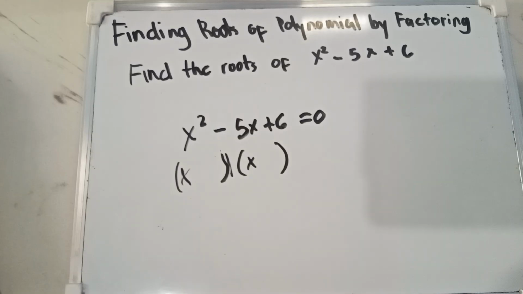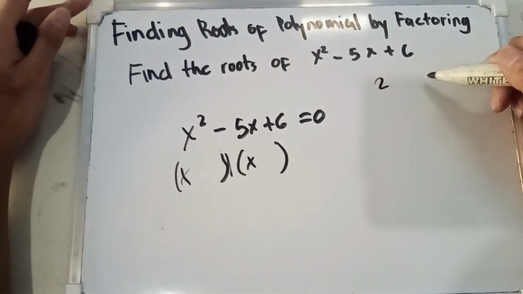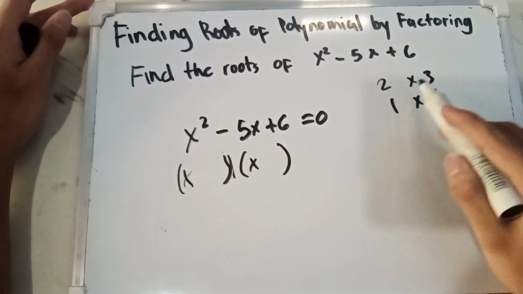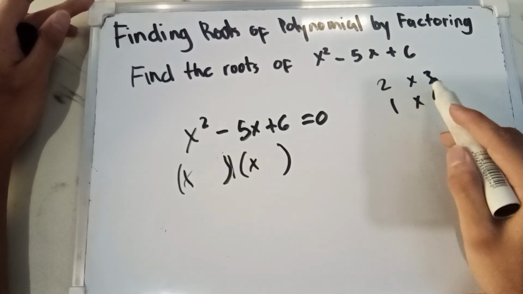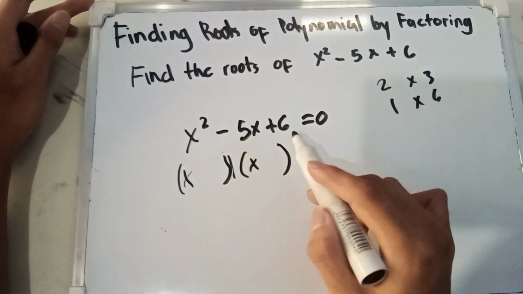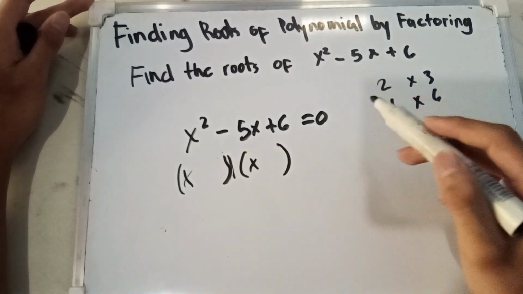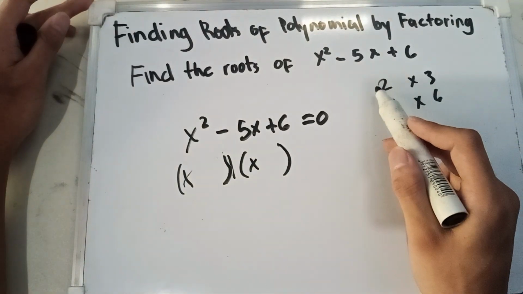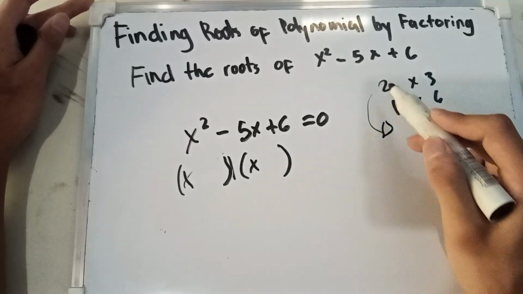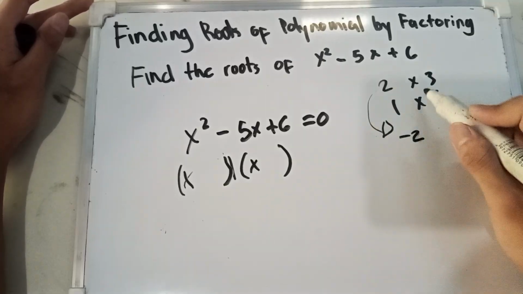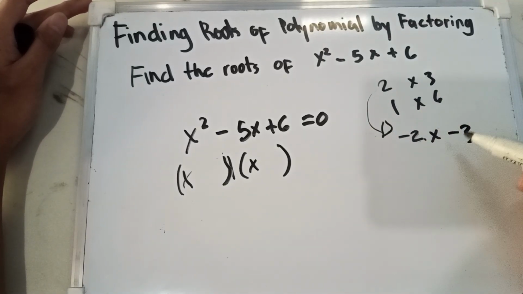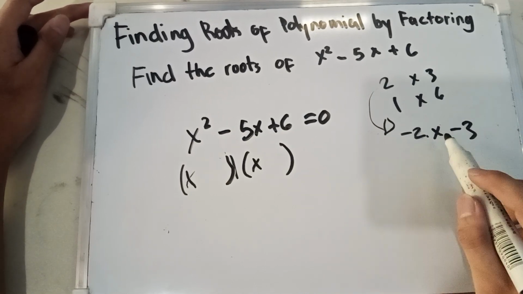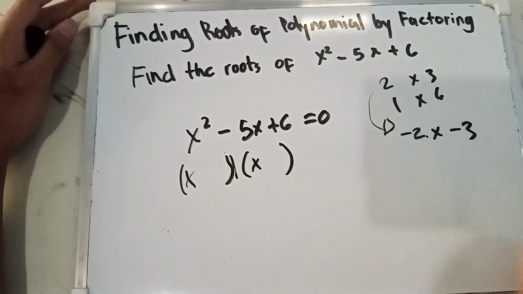So the factors of 6 are 2 and 3, and 1 and 6. Now 2 times 3 is 6, but if we add this up, it will equate to positive 5, and we need to find negative 5. Okay, so what we want to do is to set the 2 to negative, also the 3. Now negative 2 times negative 3 is positive 6, and negative 2 plus negative 3 is negative 5.